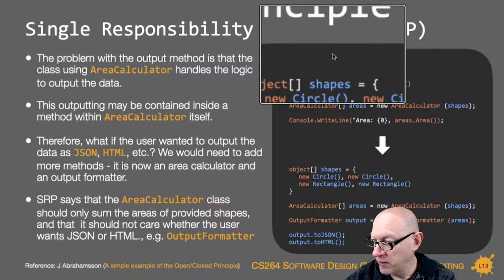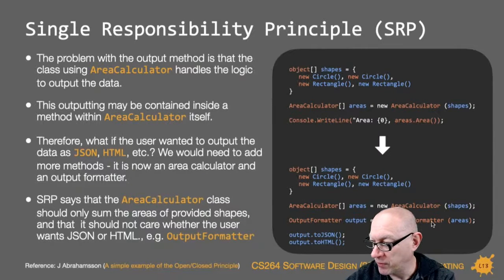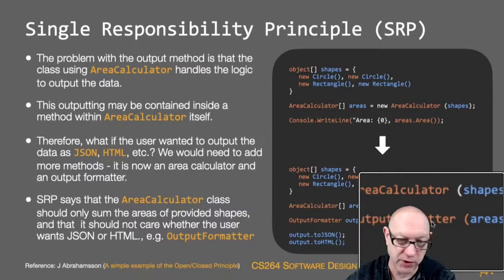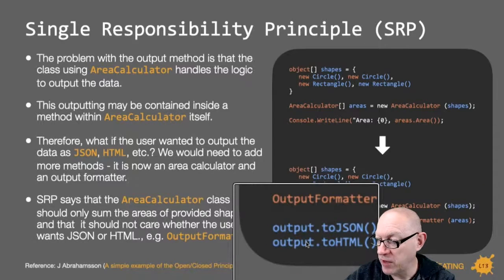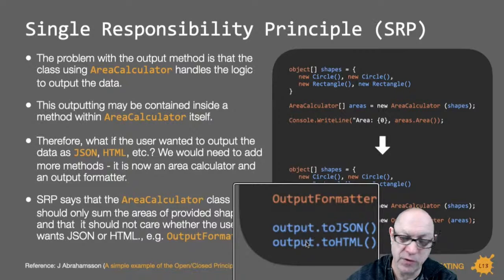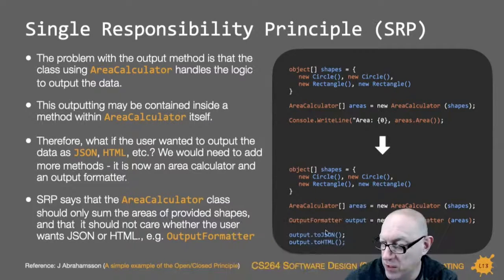So we can actually create an output formatter, for example, here. I haven't given the class to you. You could do this yourself if you wanted, and then we can actually do the creations and the information, do what we want to do. So it means that our area calculation just deals with area calculation, and our output just deals with output.